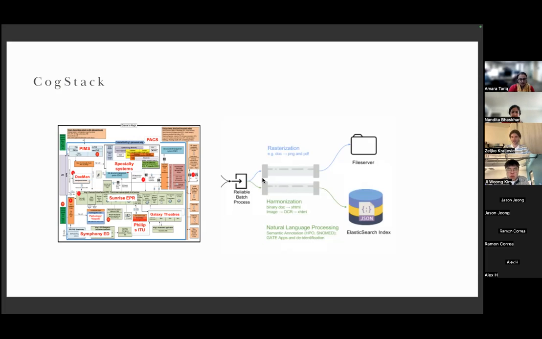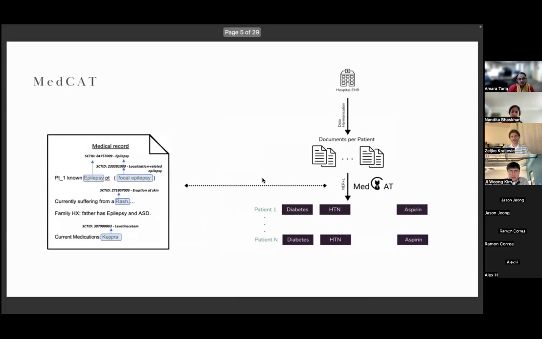And also a lot of those patients have hundreds or thousands of these documents, which even today's LLMs would have a difficult time processing and finding the right information. So the next step was to create a medical concept annotation toolkit. It's called MedCAT. It is an open source, self-supervised model for extraction of biomedical concepts from free text.